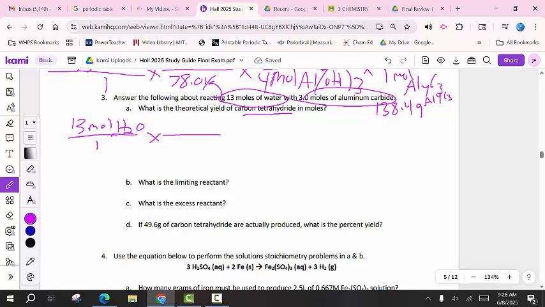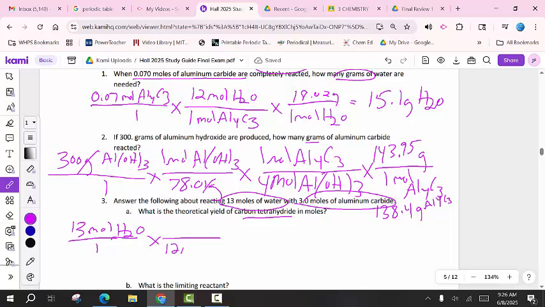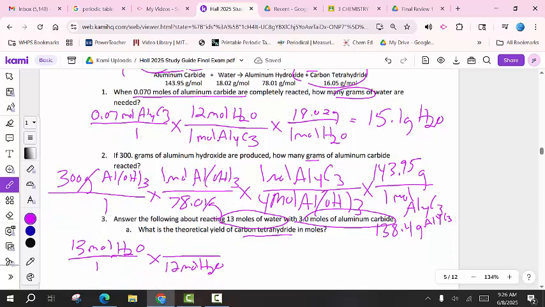And so now I'm ready to go to my reaction. So if you remember, there was a 12 in front of water. So I'll put 12 moles of water on the bottom. And it's asking about the carbon tetrahydride, which is actually called methane, which is here. And that has a 3 in front of it. So I'm going to put 3 moles of CH4 on the top. And so because you're given moles and asked for moles, it's just that one step. And we're going to do 13 times 3 divided by 12. And that gives us 3.25 moles of CH4.